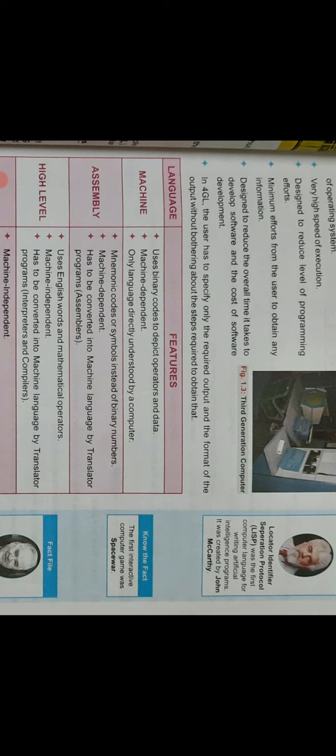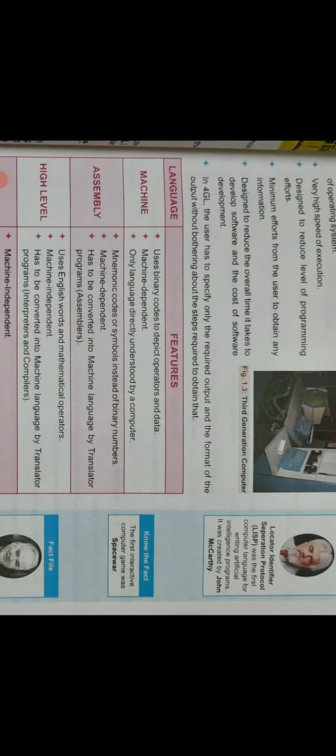So, machine language is the only language that a computer understands. It is also known as first generation language. It consists of only zeros and ones. 0 means off state, 1 means on state.